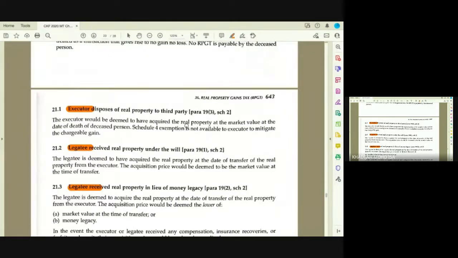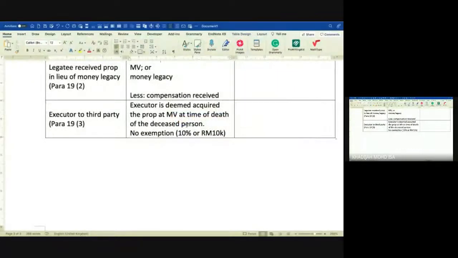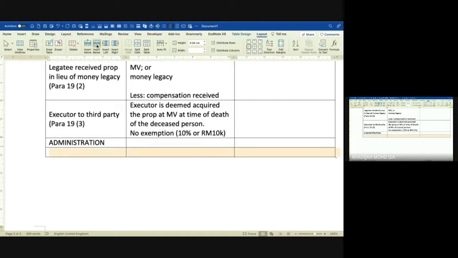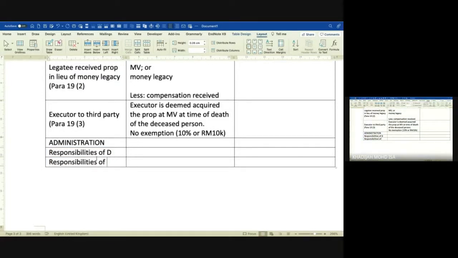And finally, we have the administration part when it comes to real property gains tax. What are the responsibilities of the disposer, and then you also have the responsibility of the acquirer.